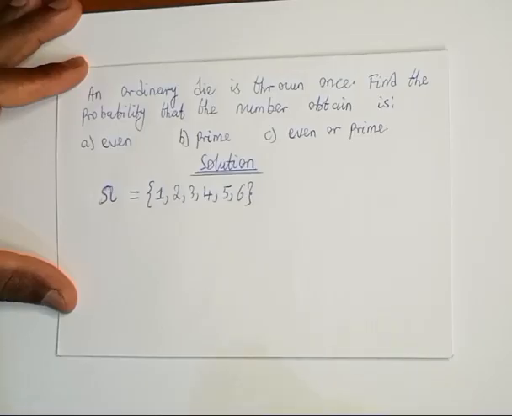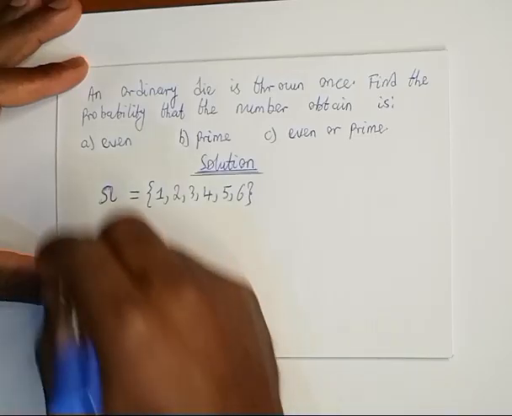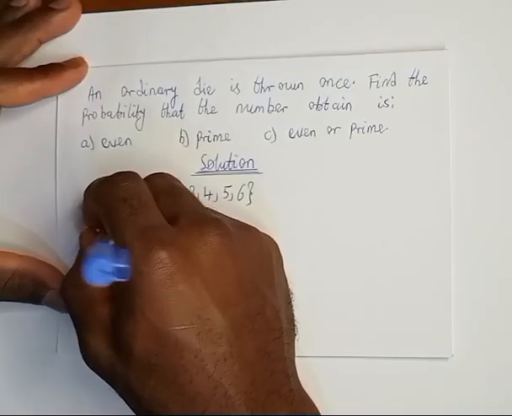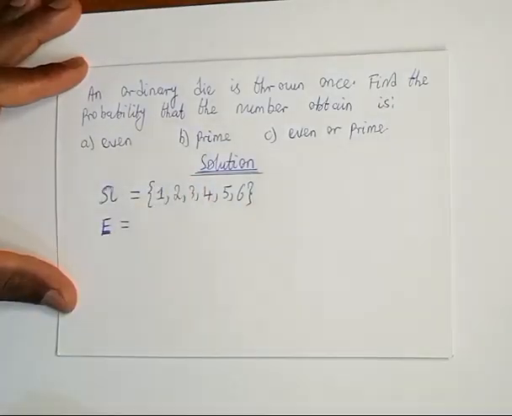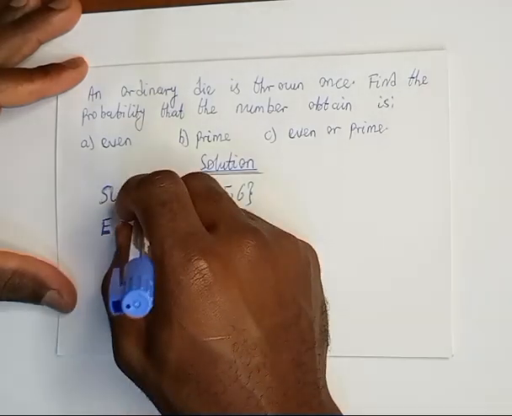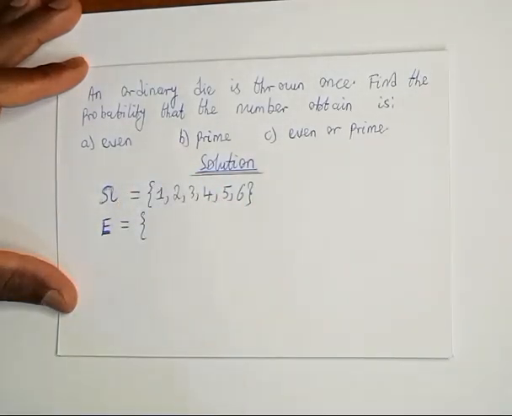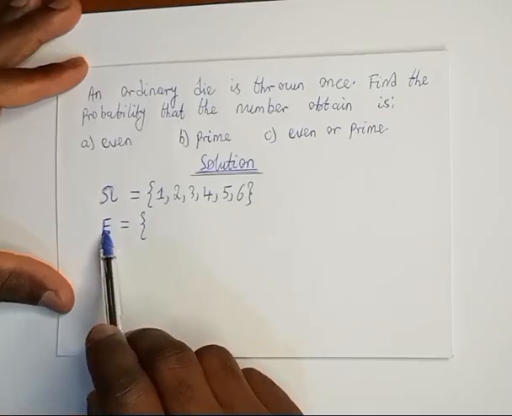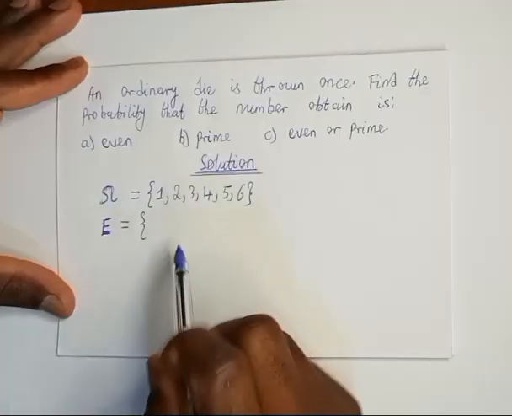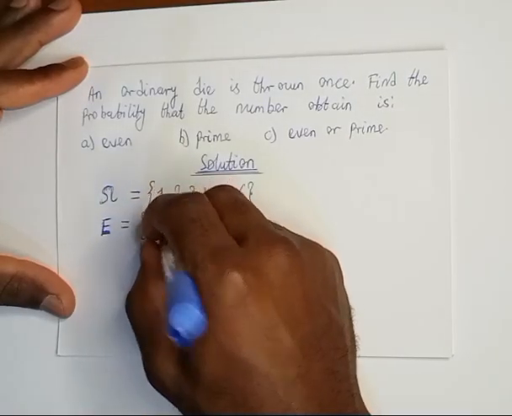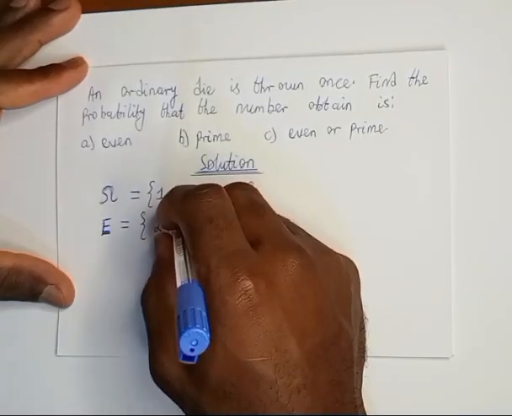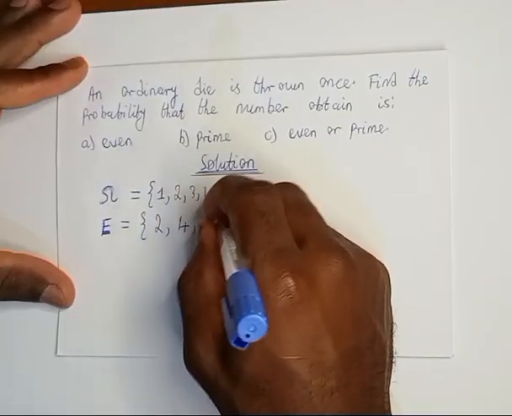Next step, we let E, capital E, be the event of getting an even number. Looking at the sample space, we write down all the even numbers. Remember, E is a subset of the sample space. We have 2, 4 and 6.